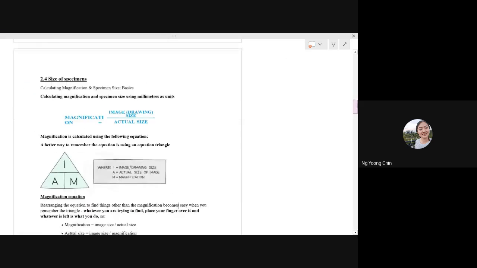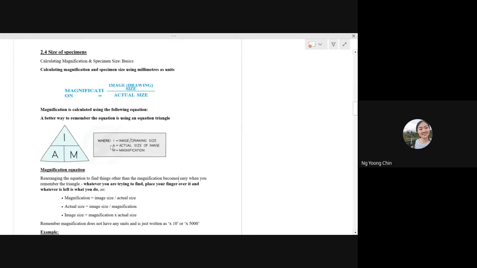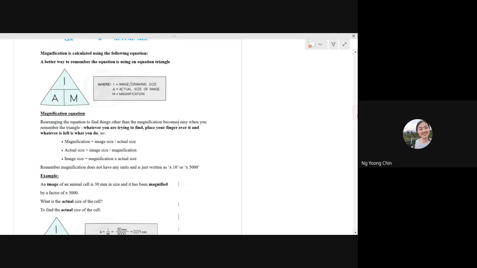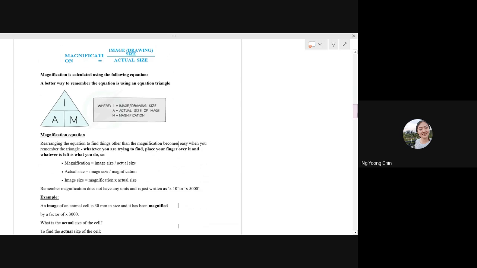Okay. And then this size of specimens, I think you already know how to calculate it. So please always remember this formula. I is on top, then below are A and M. That means image over the actual size equals magnification. This will usually come out in the objectives. There will be only one question coming out from this, asking you to calculate the magnification or the image size.